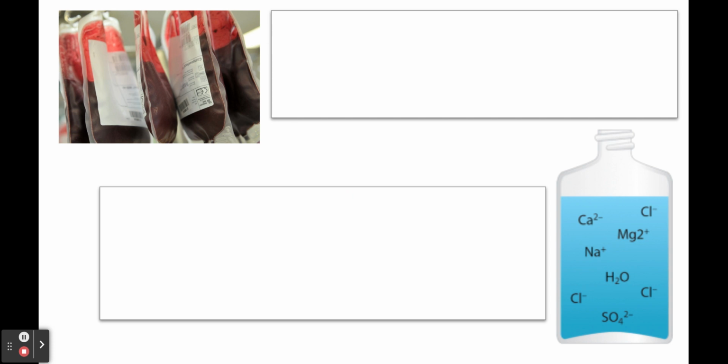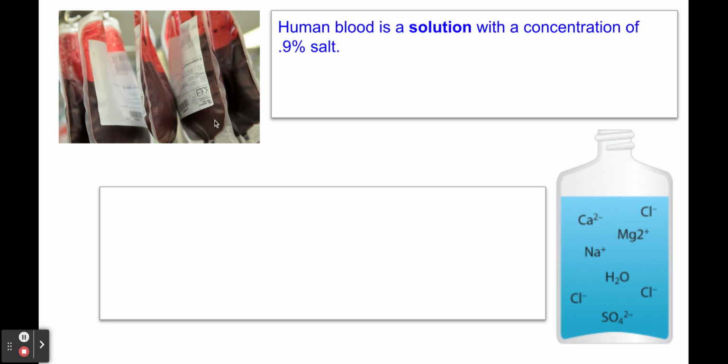Here are 2 real examples. Human blood is a solution with a concentration of 0.9% salt. What does that mean? Well, 0.9% of the solution is salt. That's the solute.